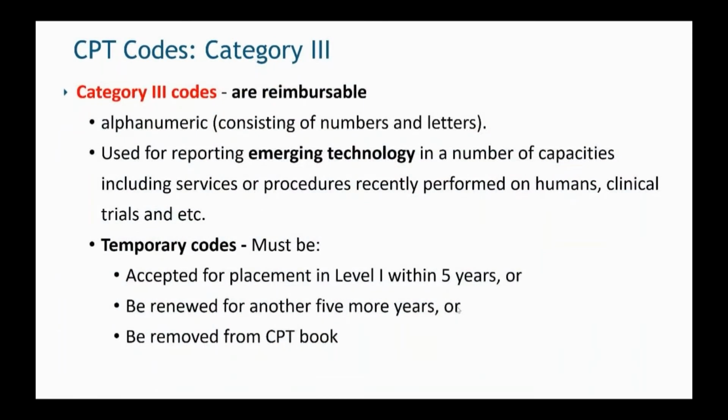Category 3 CPT codes are reimbursable, and they're alphanumeric. They always start with a letter, and they're used to report emerging technology, including services or procedures that are new and emerging in human and clinical trials. A lot of them are considered temporary codes, and they have to be accepted for placement in Category 1 within 5 years, or be renewed for another 5 years, or be removed from the CPT book.